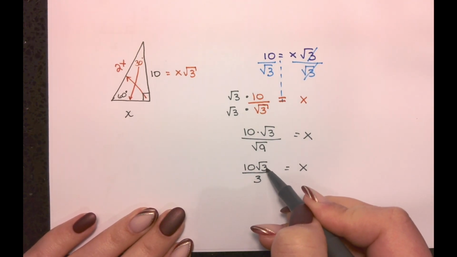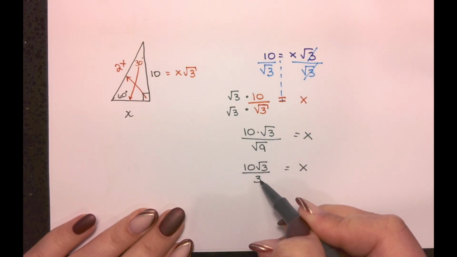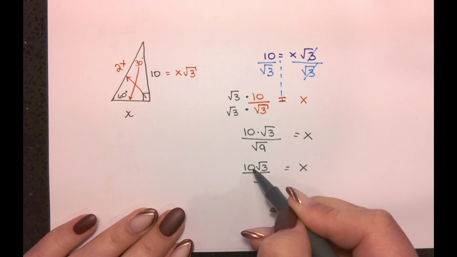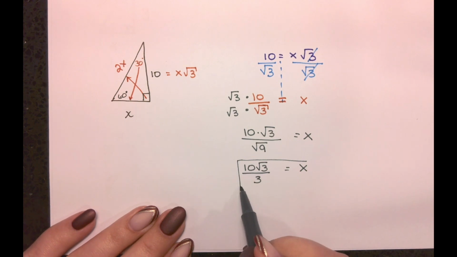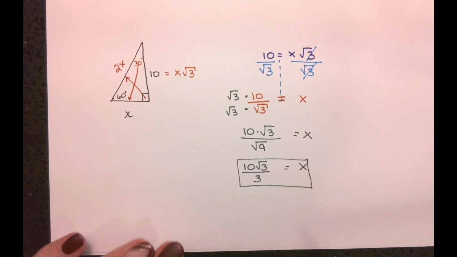3 is inside a house. 3 is outside a house. Those cannot combine. 3 and 10 cannot combine because 10 divided by 3 is not a pretty number. So we have our x value.